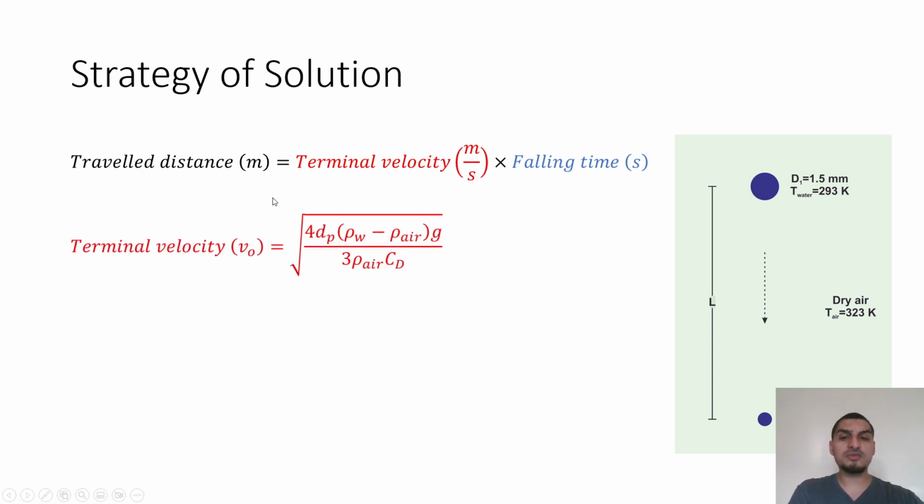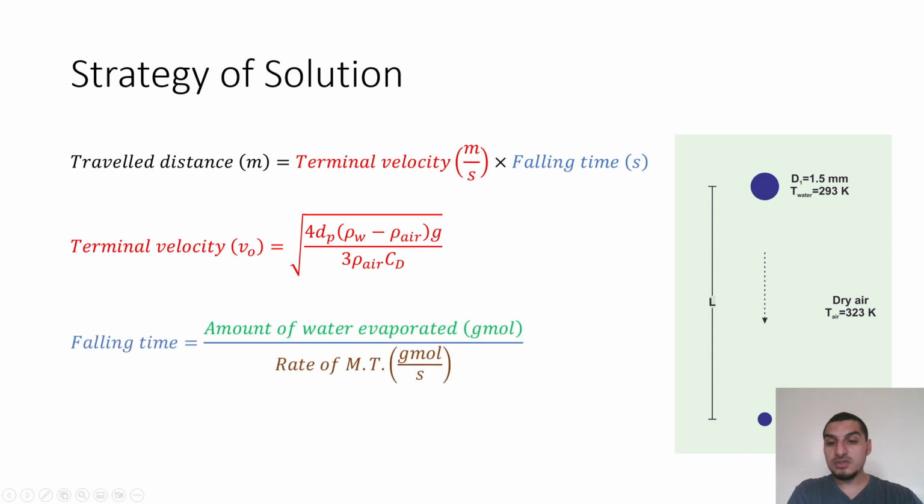As we said, the terminal velocity is calculated from this equation. We will go through this equation in detail. This should be easy to get. The next step is to calculate the falling time, and this is the mass transfer part here. So the falling time is going to be the time that the drop takes while it's losing mass due to mass transfer, from D1 to D2, as its volume decreases from D1 to D2.